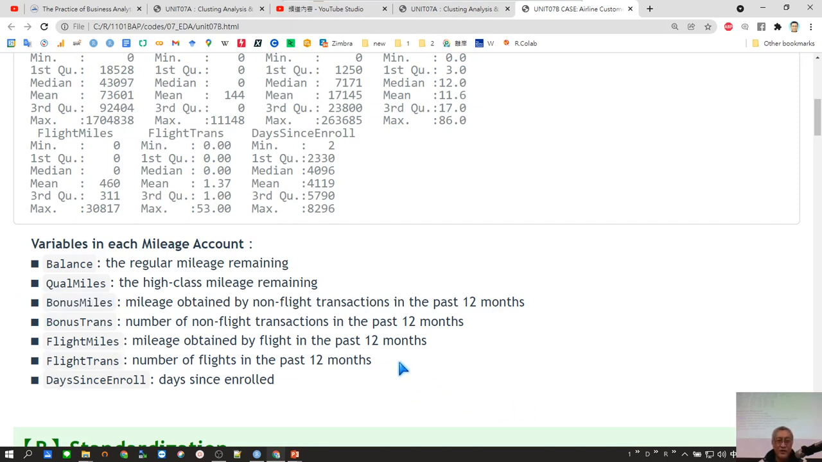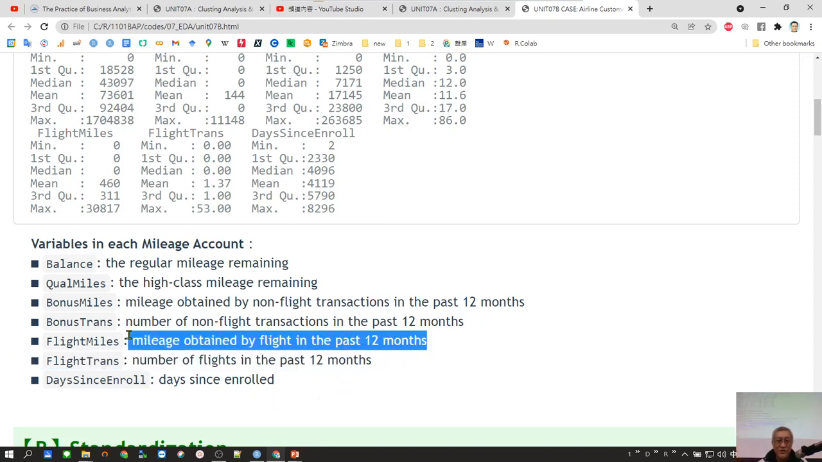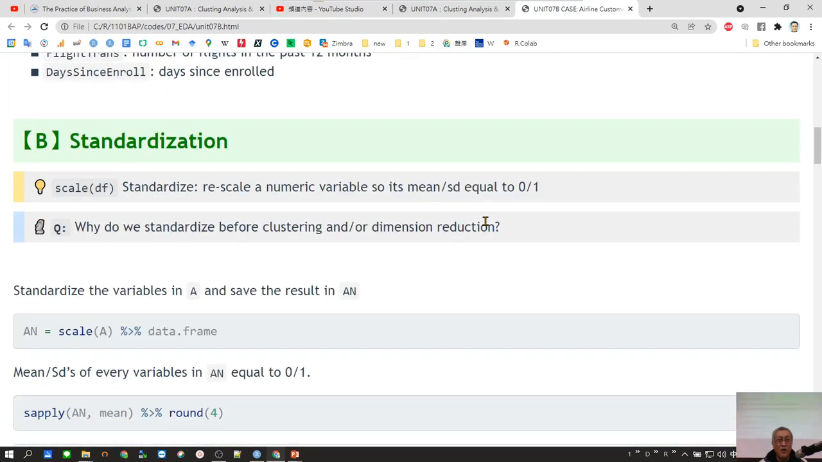And these two variables are easier, right? This is the number of flights in the last 12 months, and this is the miles that you earn in the past 12 months. And this is the days since enrolled. Is it clear? Okay, so the data is clear. It's very typical CRM data, 4,000 customers.